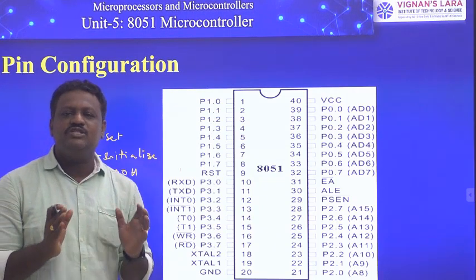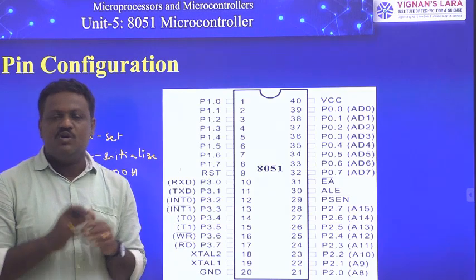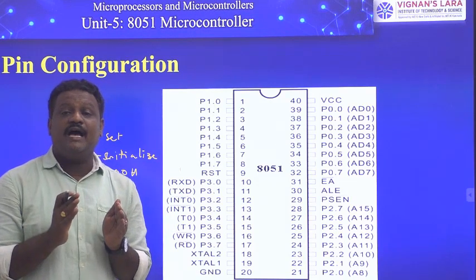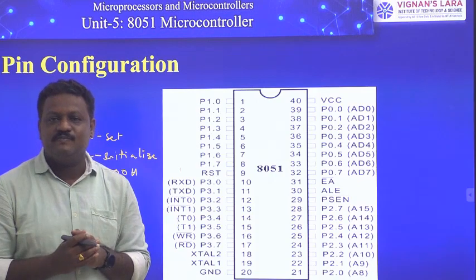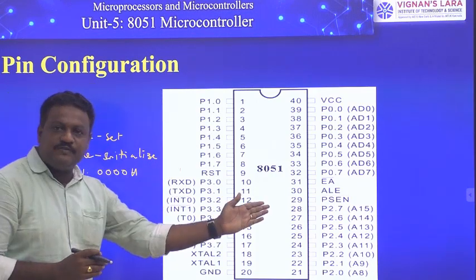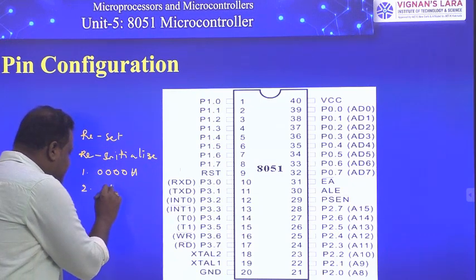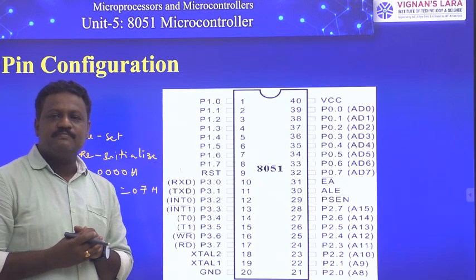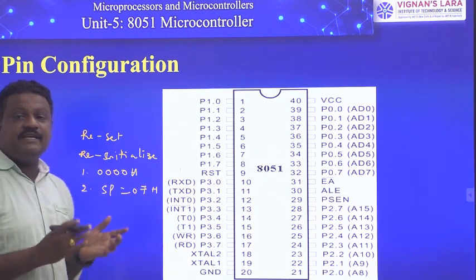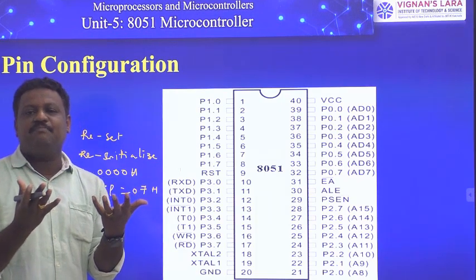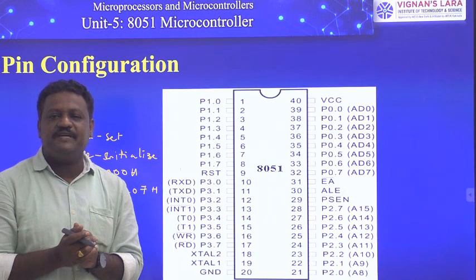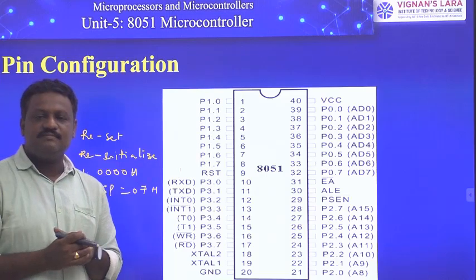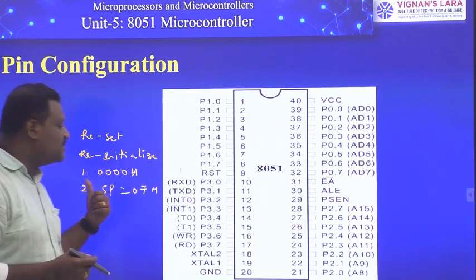Don't think, friends, that the initial value is always equal to 0. Most of the registers are loaded with 0 as an initial value, but some of the registers have a non-zero initial value. The best example is, once your 8051 resets, the stack pointer register SP is loaded with 07H. It is not 00H. In this case, 07H is the initialization value of the stack pointer register SP. Once you reset your 8051, your stack pointer is loaded with the initial value, which is 07H. It is not 00H. This is number two.